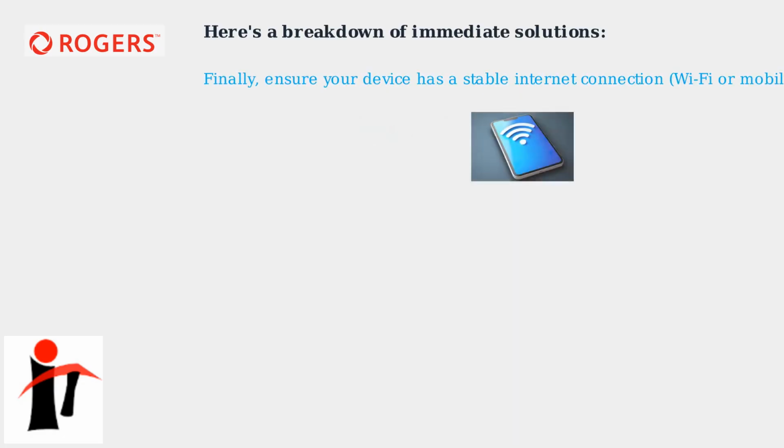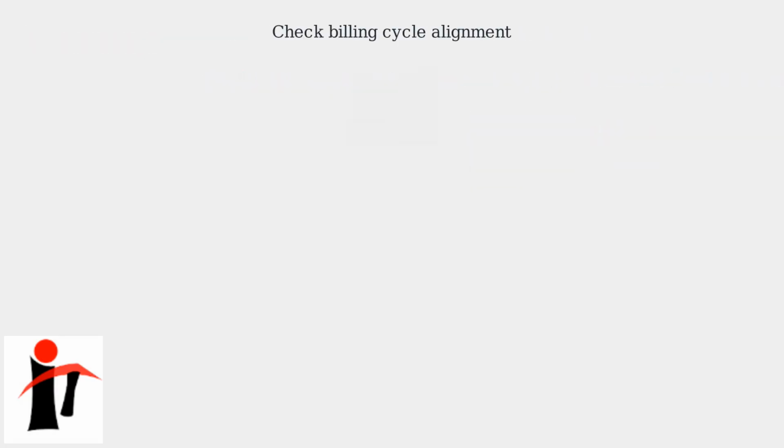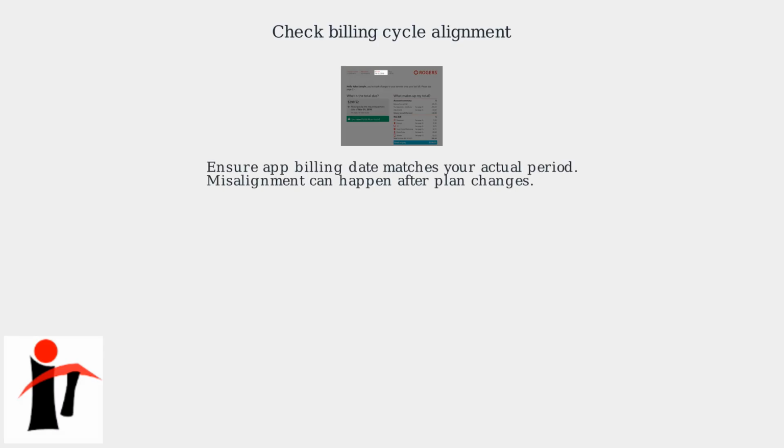Finally, ensure your device has a stable internet connection, Wi-Fi or mobile data, to communicate with Rogers servers. These steps resolve most common data display issues. If the initial fixes don't work, the problem might be related to your billing cycle or more complex app issues. Check your billing cycle date within the app settings and ensure it aligns with your actual billing period. Misalignment can occur after plan upgrades.